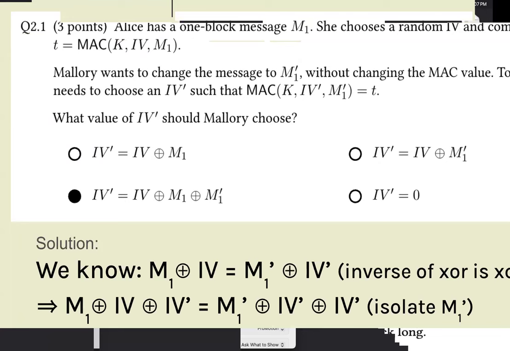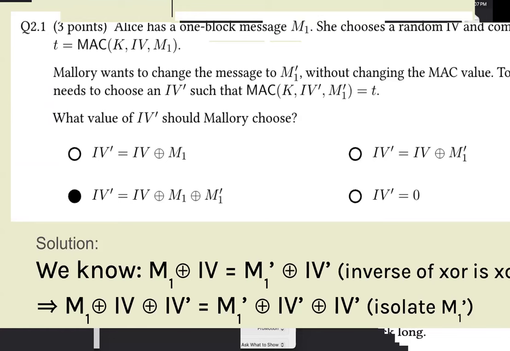Yeah. Wait, so you added the additional IV on both sides to get to this last one, to isolate IV prime? Yeah, so you just... Oh, that's weird. It does skip a step right here. Yeah, it does kind of skip a step.